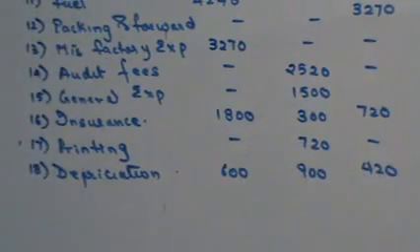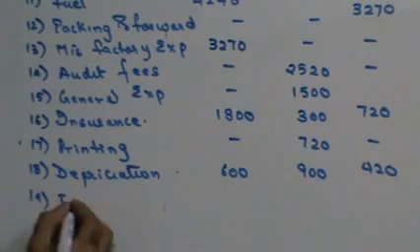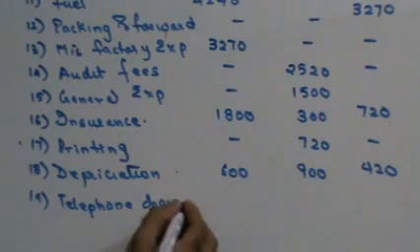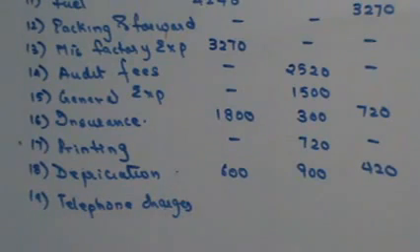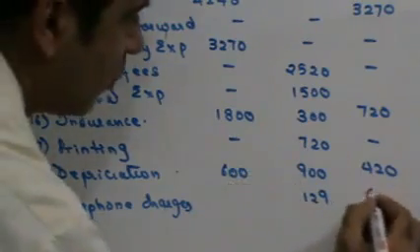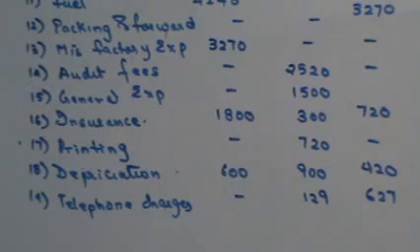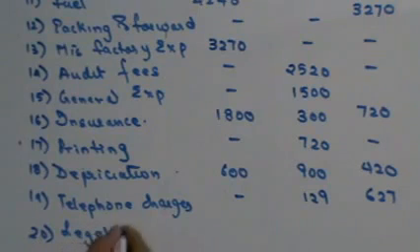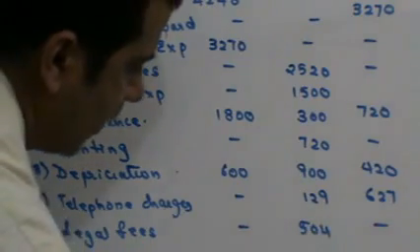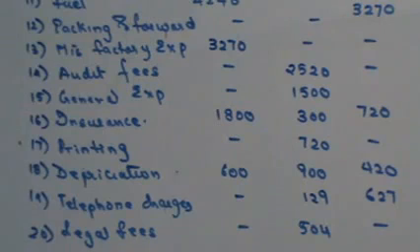Right? Telephone charges: office is 129 and sales is 627. Right? Then legal fees: office is 504. Right? Someone start doing the addition. Namita, I'll just check whether I've put in all the figures.